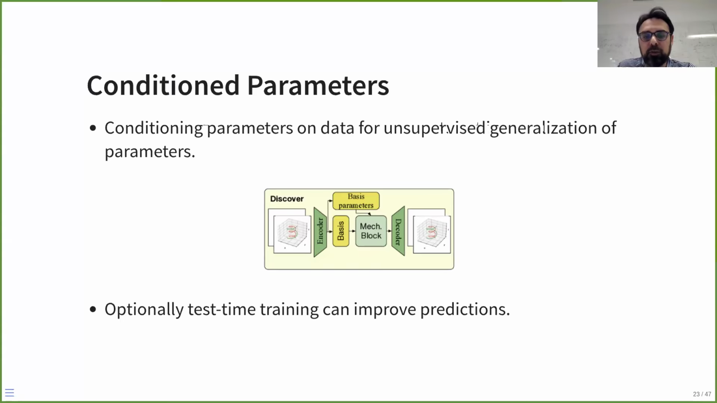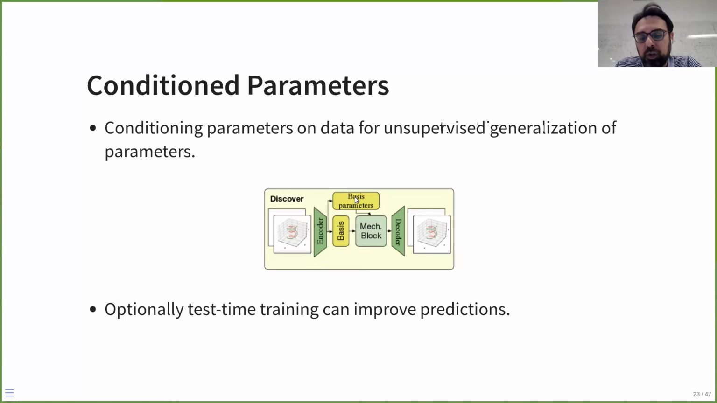So if you were to train such a model, and assume you get successful training, during inference all you would need to do is give in a trajectory, and the neural network, or whatever network you use here, will directly give you the parameters that it thinks correspond to that trajectory. So that would be a generalization of the parameter prediction problem.